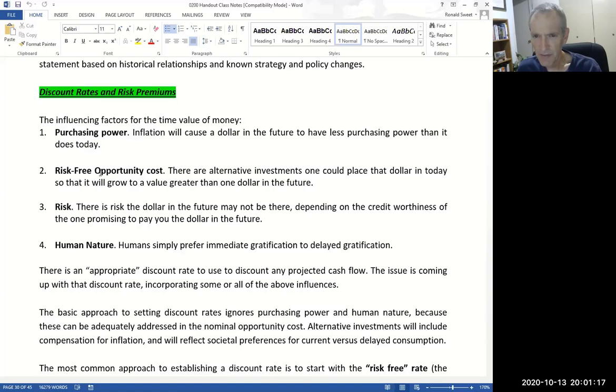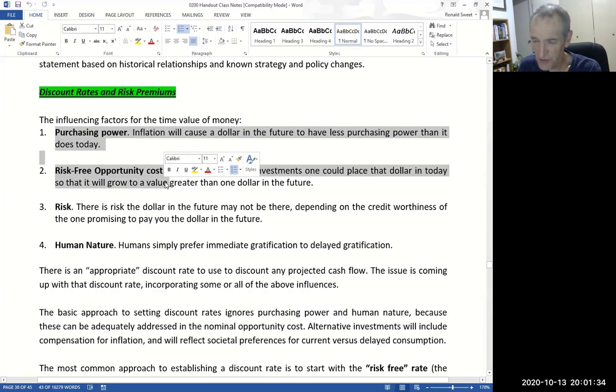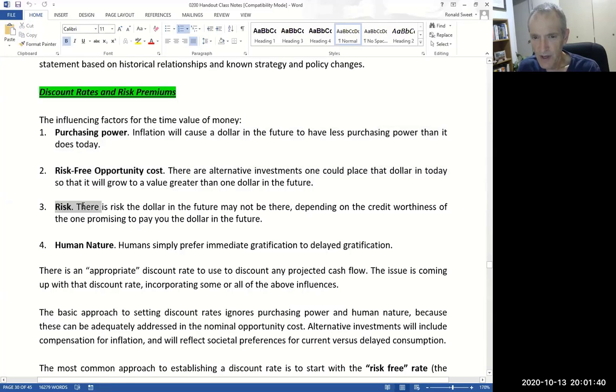But essentially we're coming up with a discount rate. The discount rate needs to cover inflation, needs to cover the real risk-free rate, needs to cover risk and human nature. But really purchasing power and the real risk-free rate are all covered by treasury yields, so we'll combine those together. And human nature is captured in all of them. So really all we're going to do is a risk-free rate plus a risk premium.